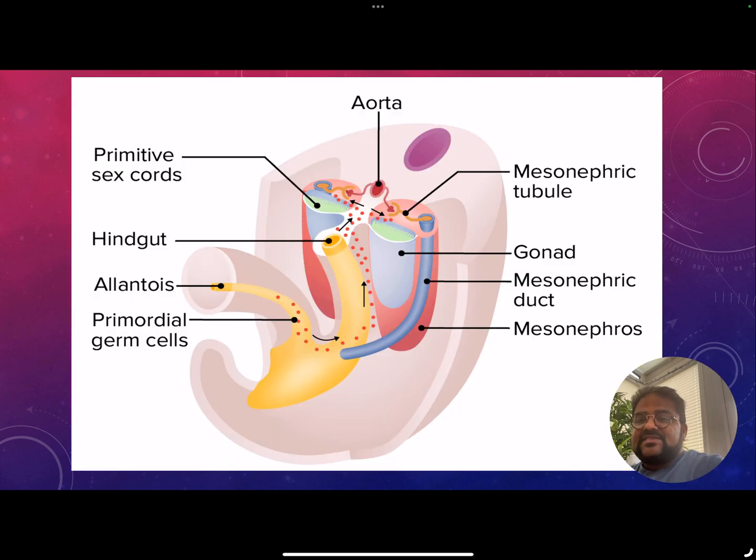So as you can see, the primitive sex cords are on either side, and they are close to the mesonephric tubules from which the kidneys are going to develop. You can see the structure of the gonads, hindgut, and the germ cells arising from the yolk sac, migrating towards the genital ridges.